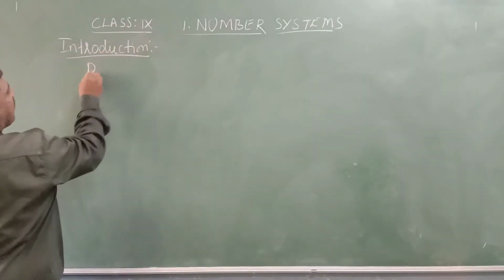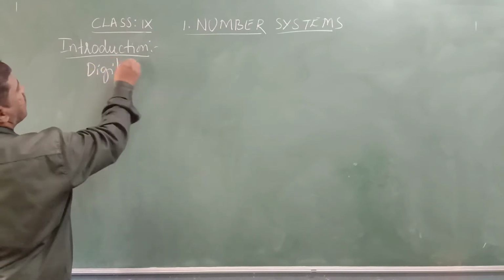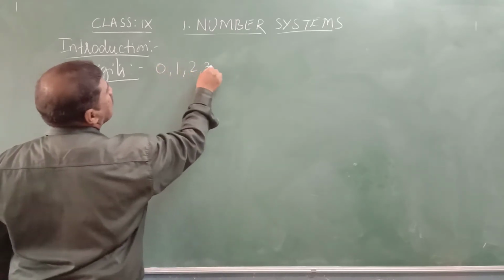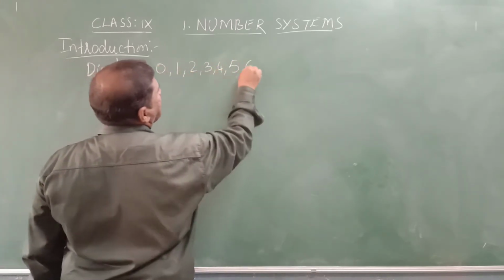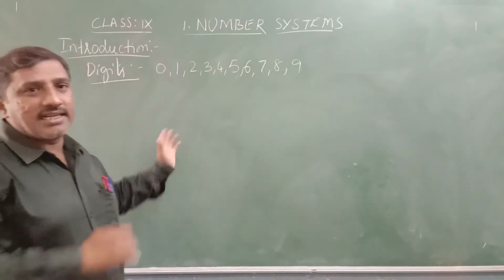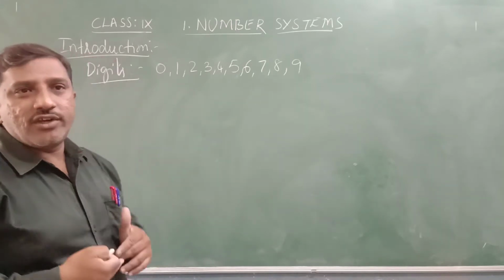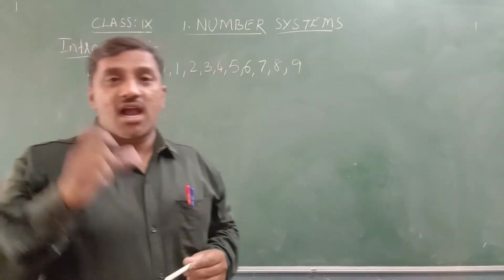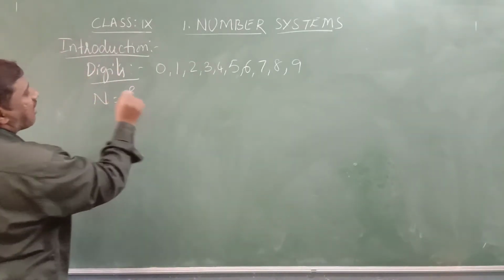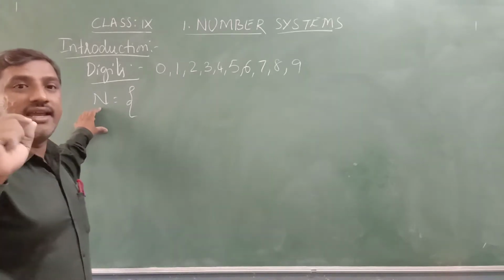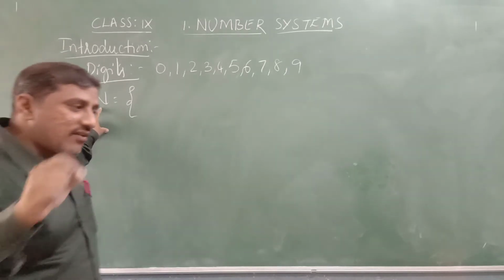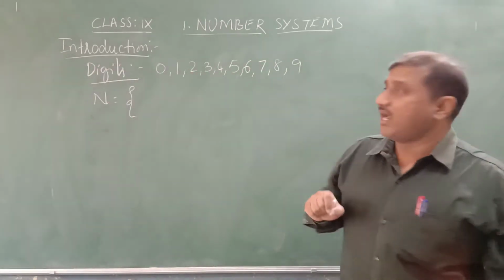In earlier classes we studied about the digits. Here we have 10 digits: 0, 1, 2, 3, 4, 5, 6, 7, 8 and 9. Using these digits, numbers were developed and some are used for counting. Such numbers are known as counting numbers, and they are known as natural numbers. The set of natural numbers is represented with the letter N. They are used for counting.